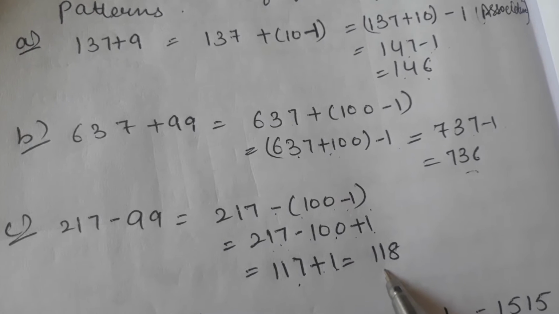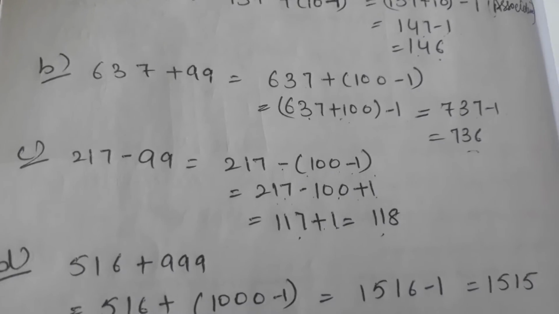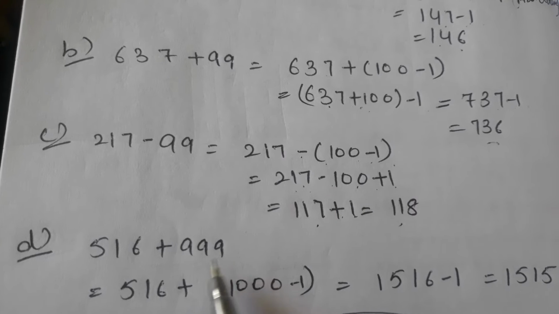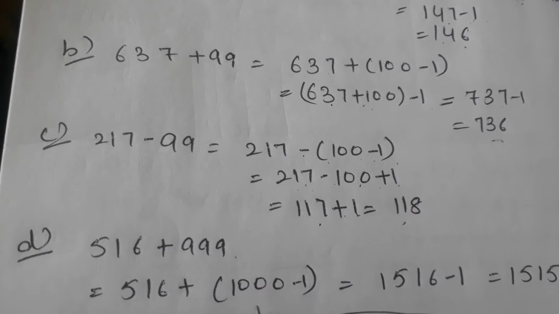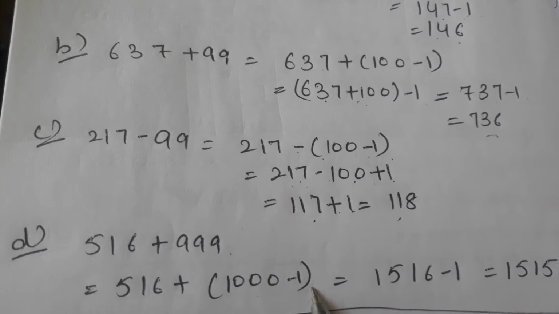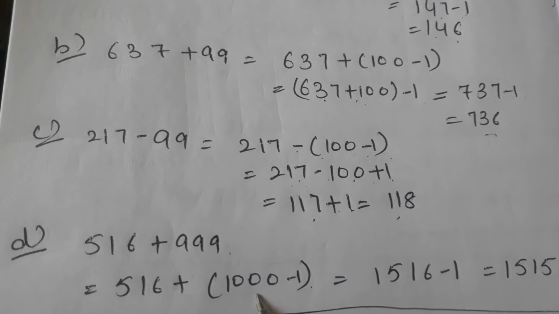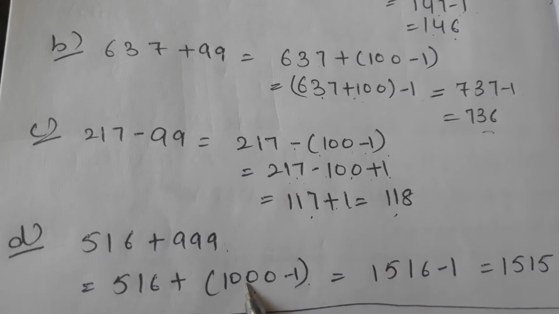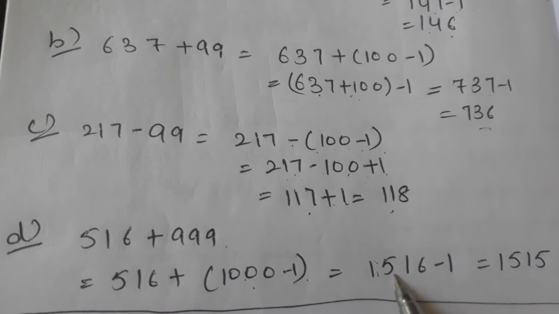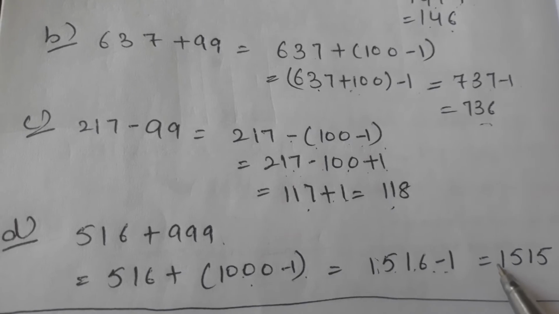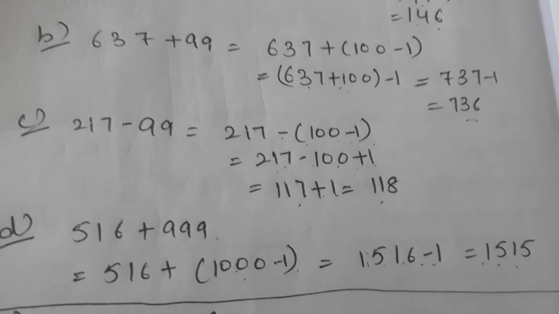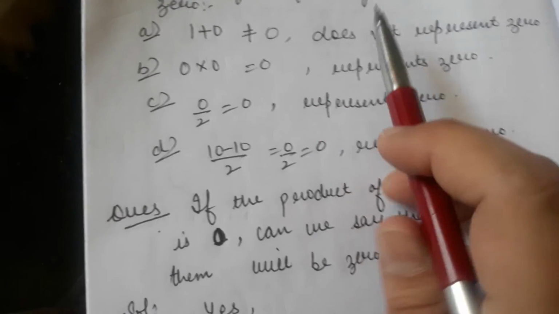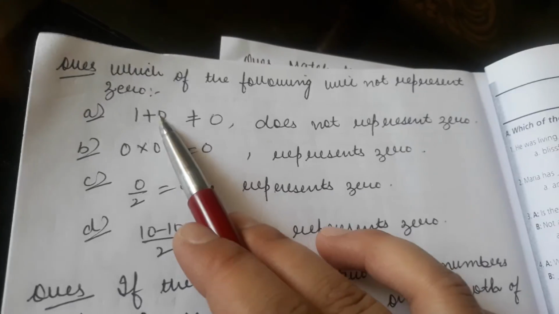The answer is 118. D part of this question is 516 plus 999. Now this can be easily written as 1000 minus 1. So 516 plus 1000 minus 1. Again by associative property, 516 plus 1000 is 1516 minus 1. The answer is 1515.